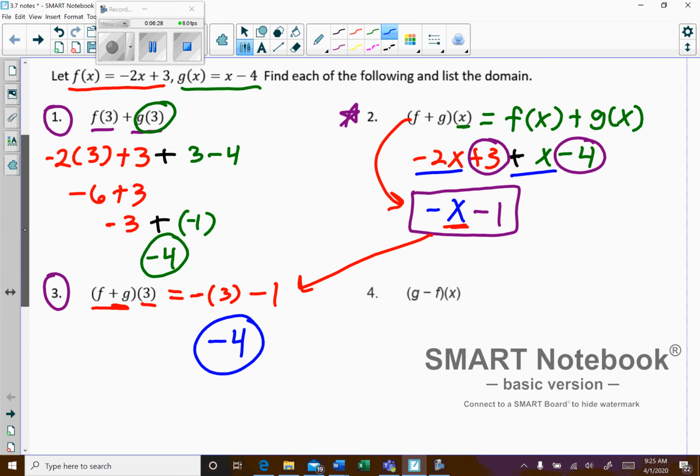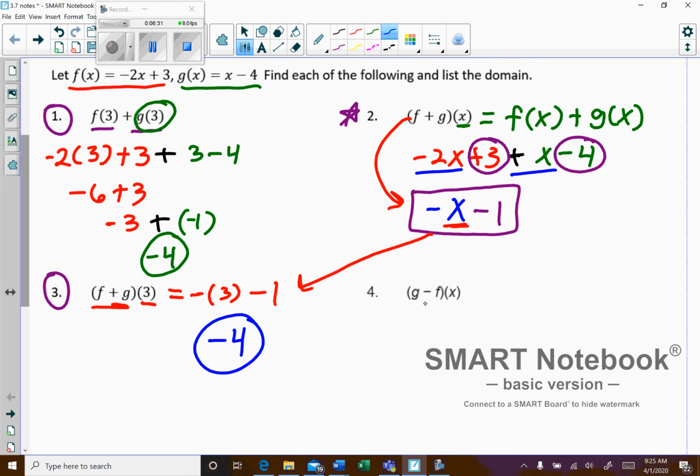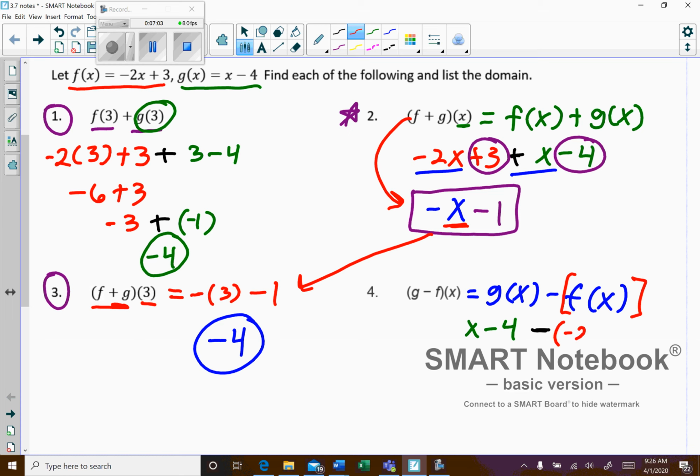Okay, let's take a look at number 4. This notation is telling me to take the g function and subtract the f function from it. So the g function is x minus 4. Now I'm subtracting the f function. This is where mistakes are made, so we have to be a little careful here. You need to put the f function in parentheses because you're subtracting the whole thing, not just the leading term. So I'm going to put this in parentheses, and we're going to have negative 2x plus 3.